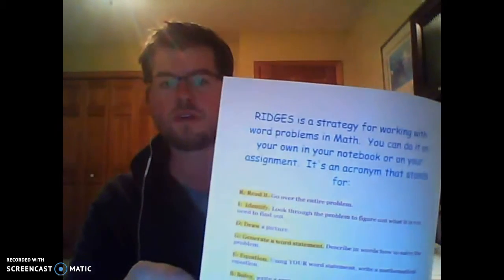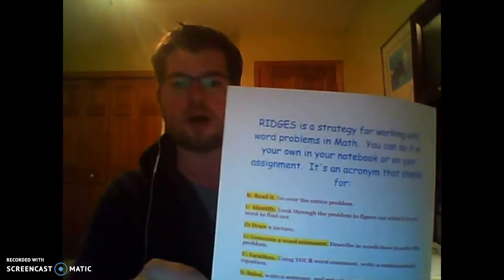Okay, so today I'm going to introduce the RIDGES strategy, which is an acronym for problem solving. R is for reading it, or going over the entire problem. I is identify. Look through the problem to figure out what it is you need to find out. D is for draw a picture. G is generate a word statement, described in words how to solve the problem.